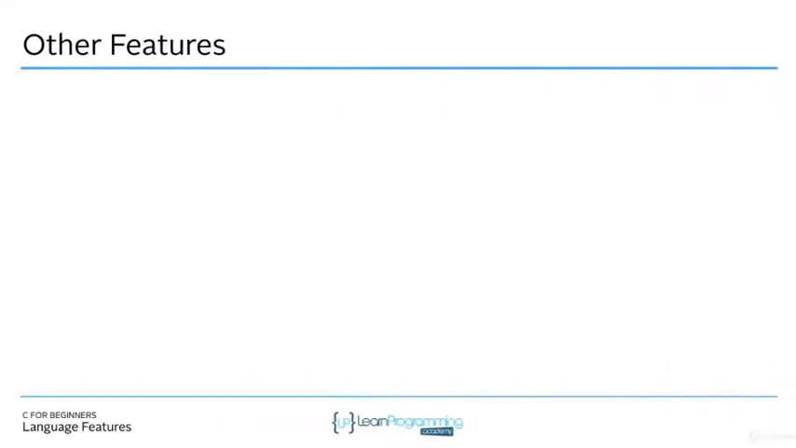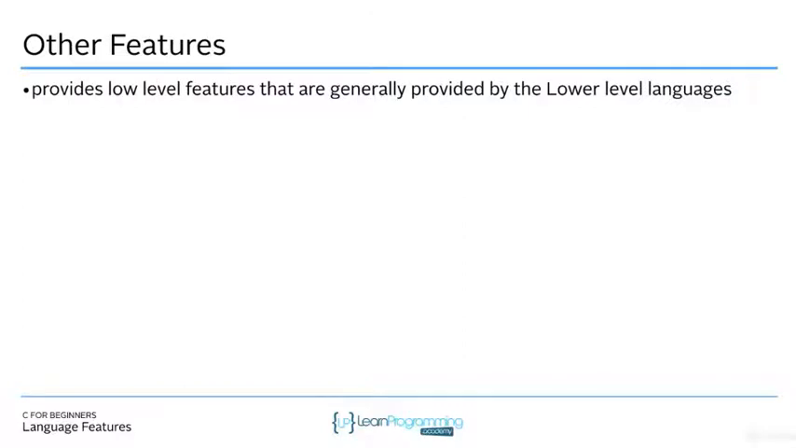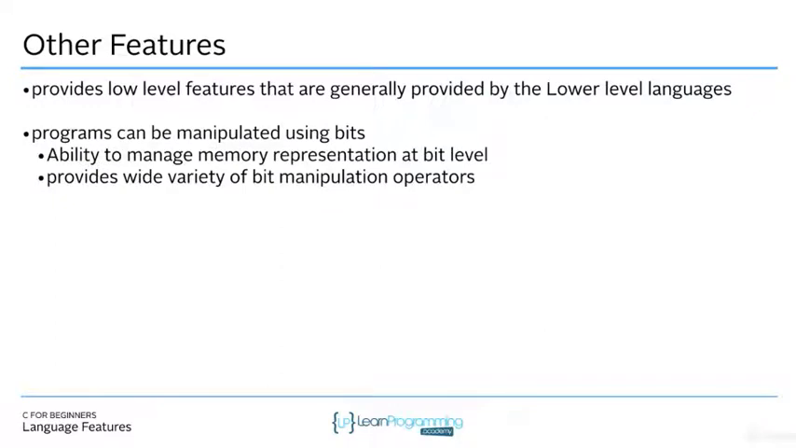Some other features of C: it provides low-level features that are generally provided by lower-level languages. We talked about this. But again, the best example of this is memory management, direct access to memory. Programs can be manipulated using bits. Wow, if that's not low level, I don't know what is. It is the ability to manage memory representation at a bit level. Bits and bytes are how we actually store data on computers. C provides a wide variety of bit manipulation operators, again something in the language that we'll talk about in more detail.